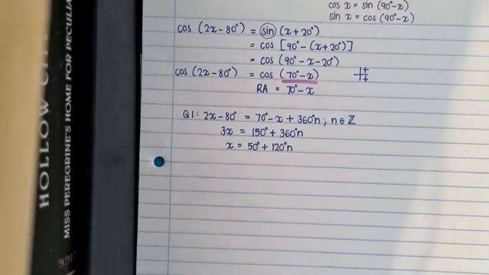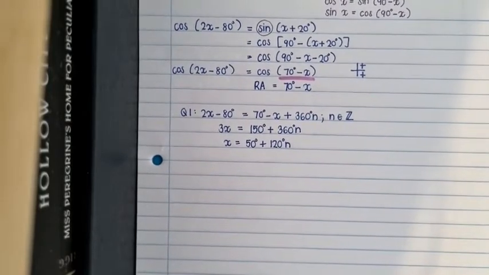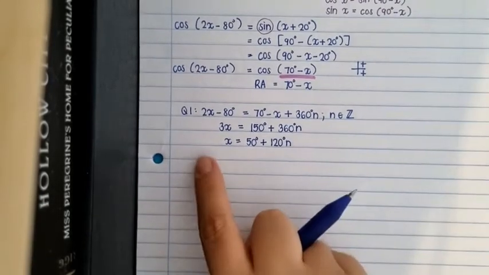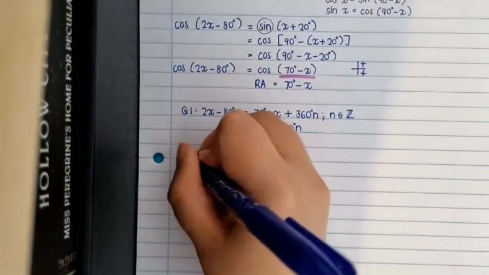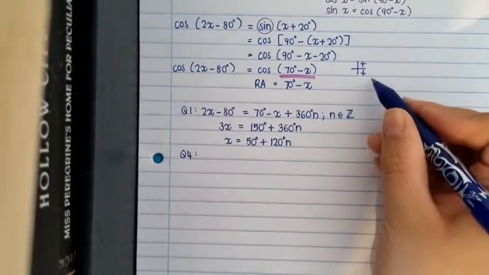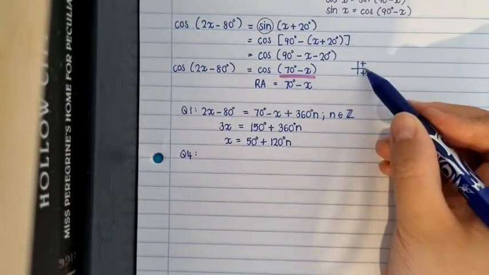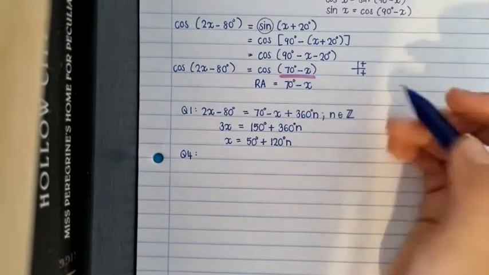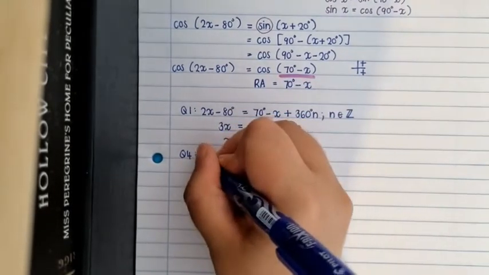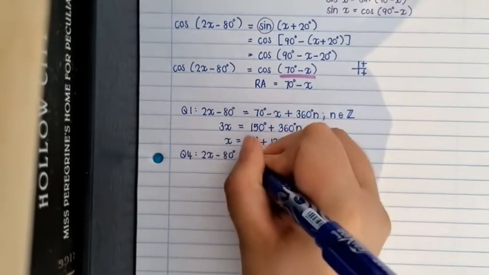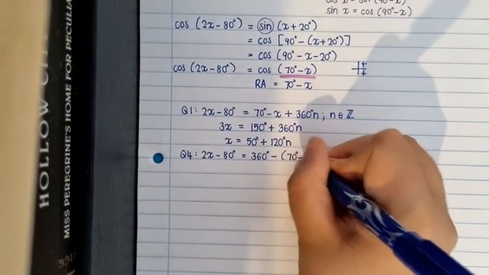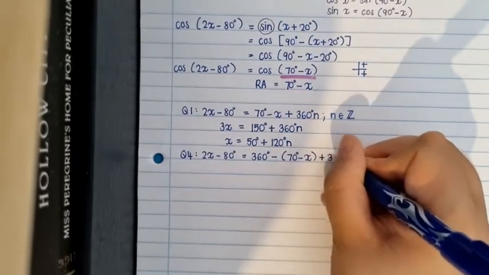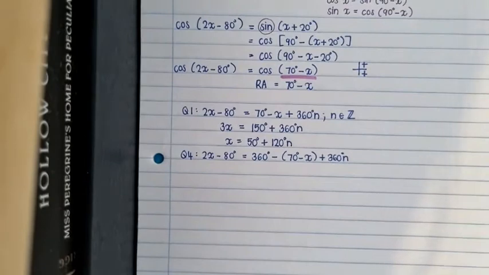We're getting this general solution from our quadrant 1. We still need to do quadrant 4. Now, this is going to be a bit more complicated because what do we do in the fourth quadrant? To get any angle in the fourth quadrant, you say 360 minus the reference angle. So again, I'm going to take my 2x minus 80. That is equal to 360 degrees minus my reference angle, which is 70 minus x. And that again needs to have a plus 360n. Like I said before, we always do a general solution for a trig equation, even if they don't mention GS or general solution in the question. You always have to do a general solution.